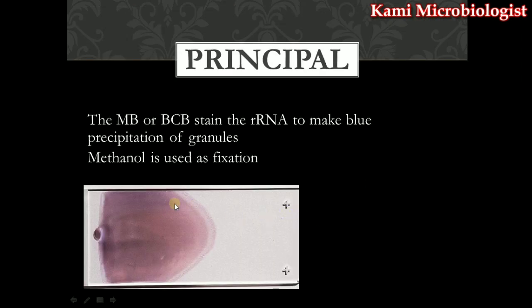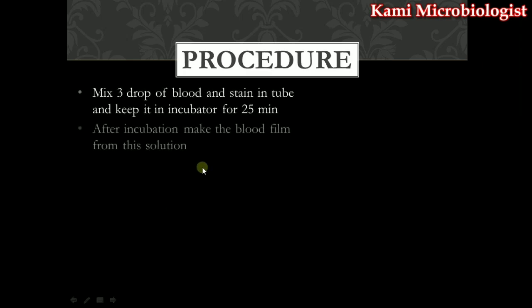Now this is the real diagram. Let me show. This is the real diagram of the blood smear which we use in the reticulocyte count, and this is the stained one, because we make this blood film when we mix 3 drops of the blood and 3 drops of the stain, and after 25 minutes we make the smear from this solution.